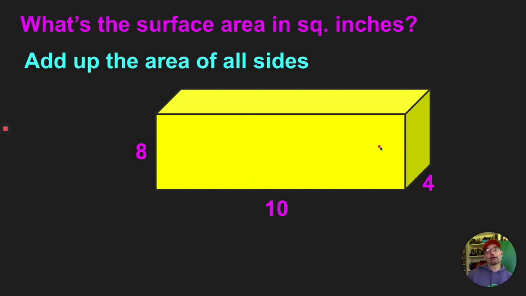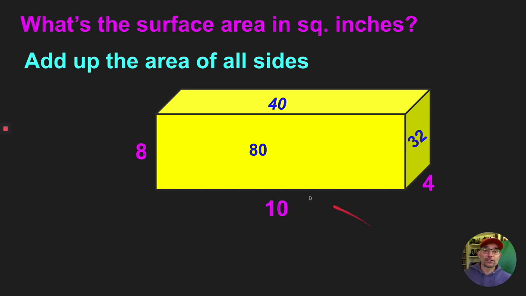Here we have another rectangular prism. So we have to add up the area of all sides. So it says square inches here. So this front side is going to be what? What do you think? Right, that's 80. And how about the top? What's the top going to be? It's going to be 40, right? So that's 10 times 4 is 40. And this last side, the right side here, is going to be 4 times, how do we figure out this vertical side? Well, if that's 8, then this is 8. So it's going to be 4 times 8, which is 32.